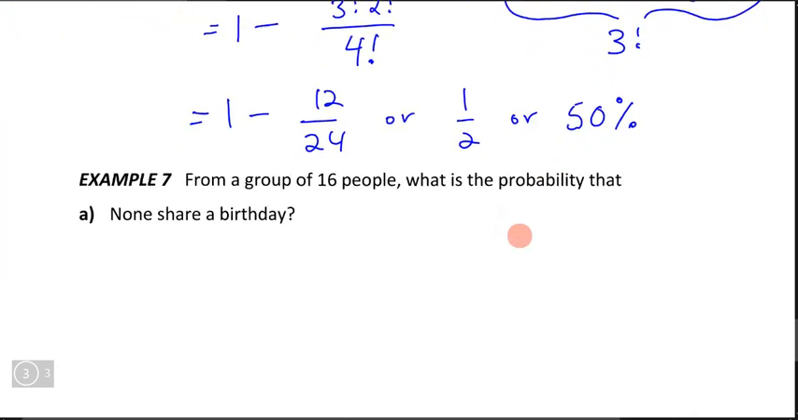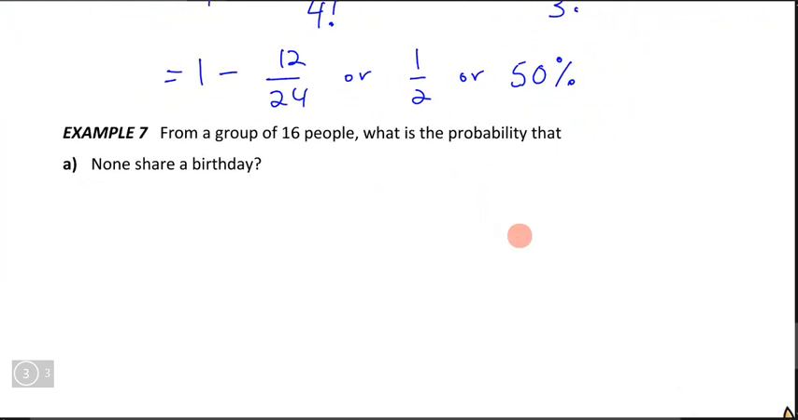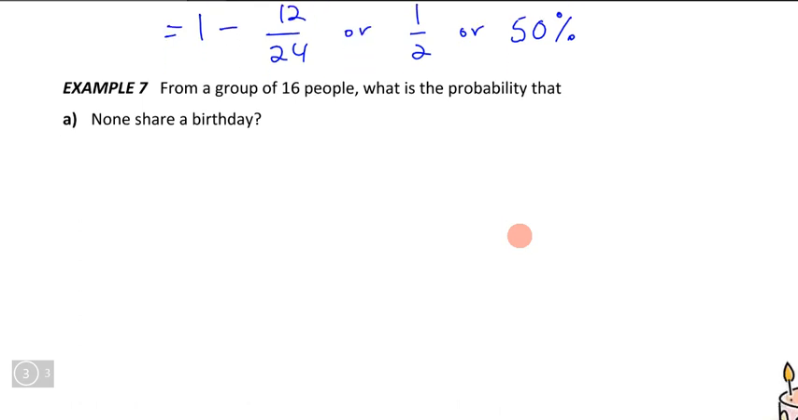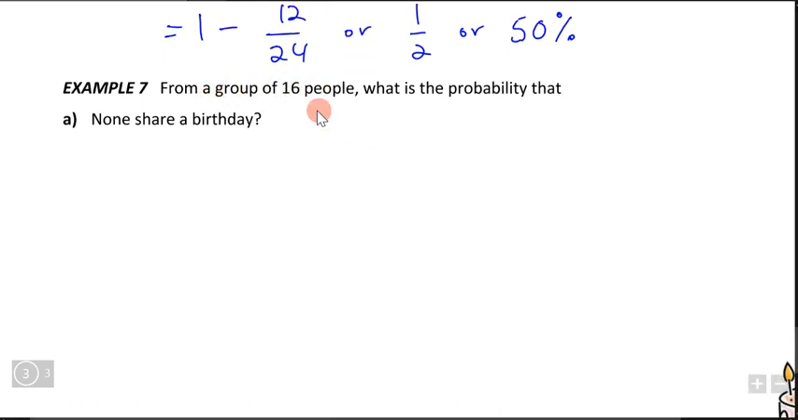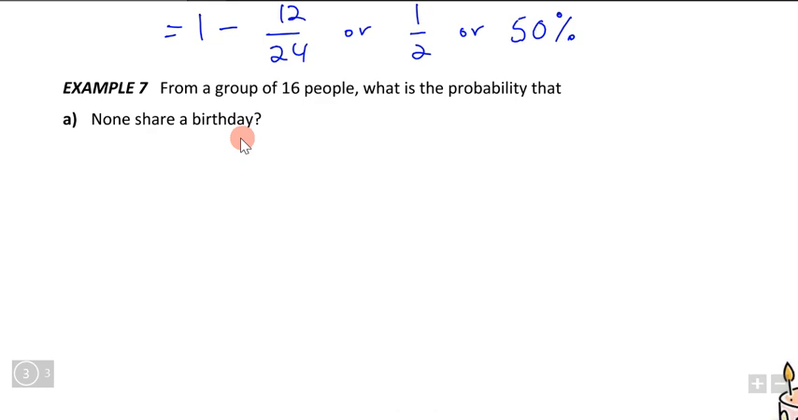So example number 7. Oh, birthday problem. Classic problem in probability. So from a group of 16 people, we started off the class with 16 people, so this would have been perfect if everyone was still in the class. So from a group of 16 people, what is the probability that none will share a birthday? Okay, I'm going to fill in something with our notes and then I'm going to explain.